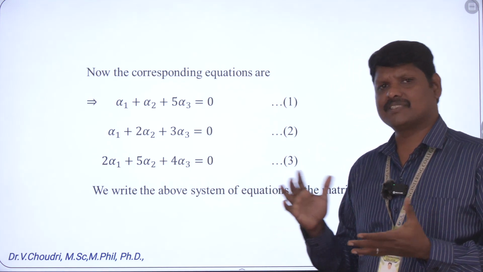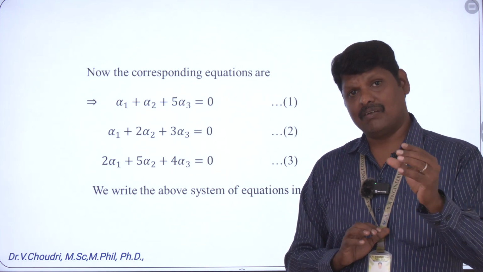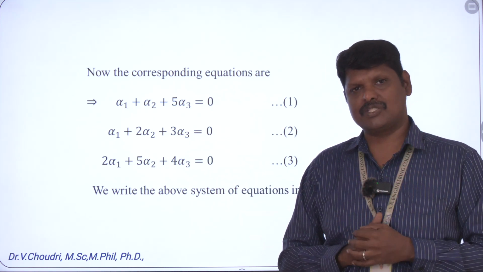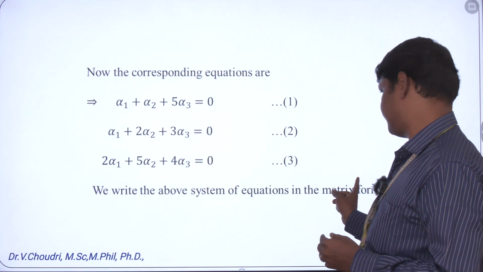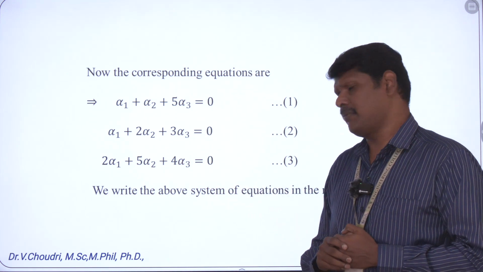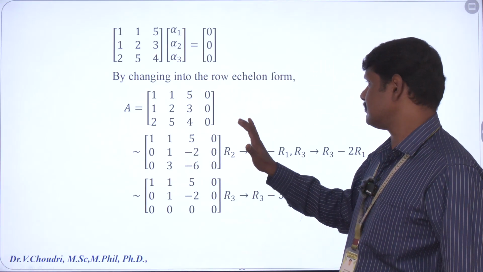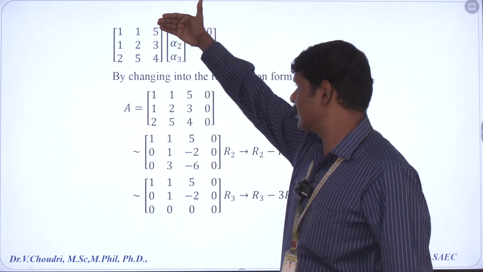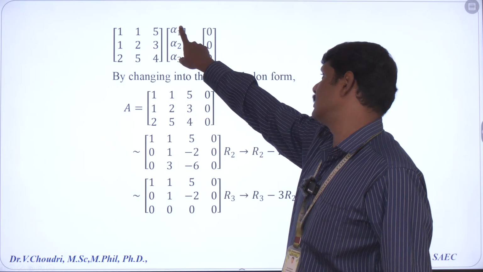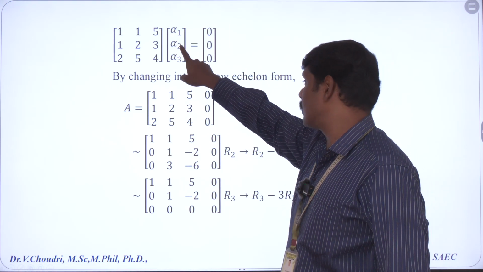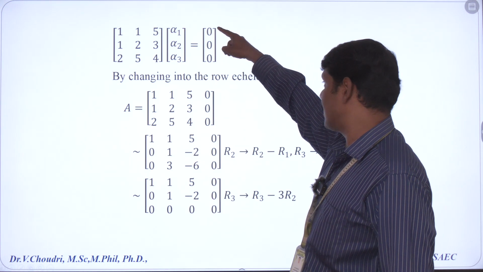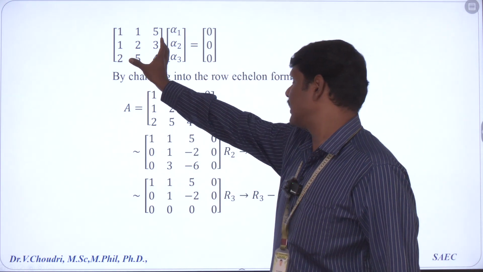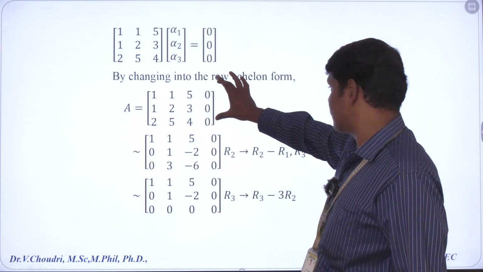Okay, there are several methods out there. You know how to solve this simultaneous equation very fast. You have some hints also. Now let us use some matrix form. 1, 1, 5, 1, 2, 3, 2, 5, 4. Taking the coefficients alone, what is the variables alpha 1, alpha 2, alpha 3. Right hand side the constant matrix 0, 0, 0. So first the row echelon form, augmented matrix, matrix first and column constant matrix.